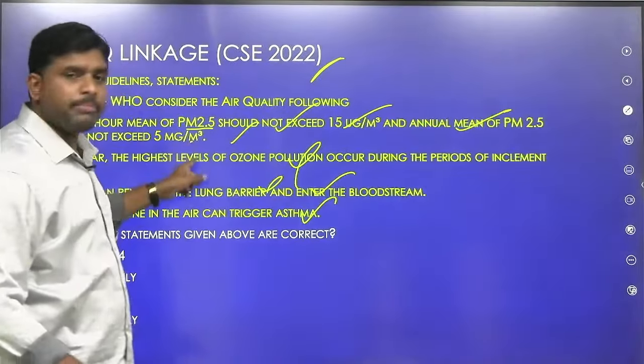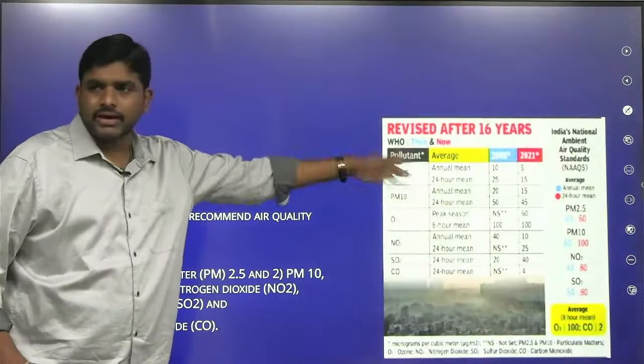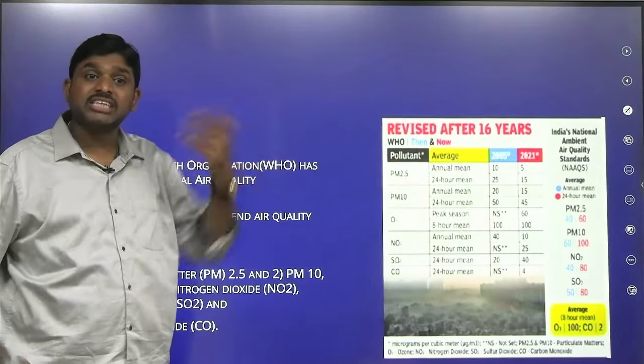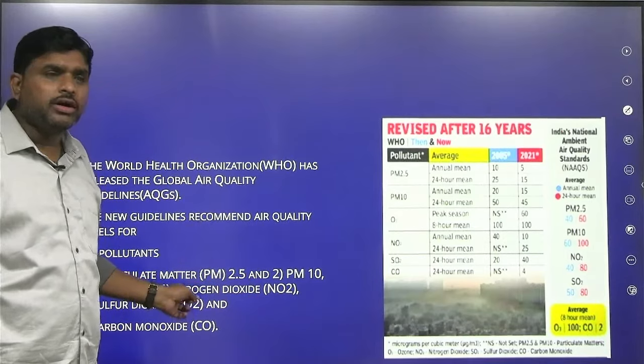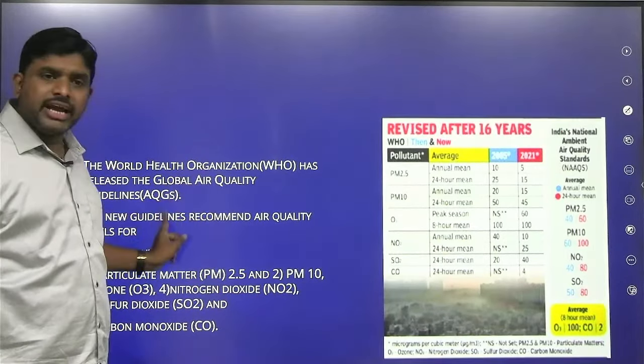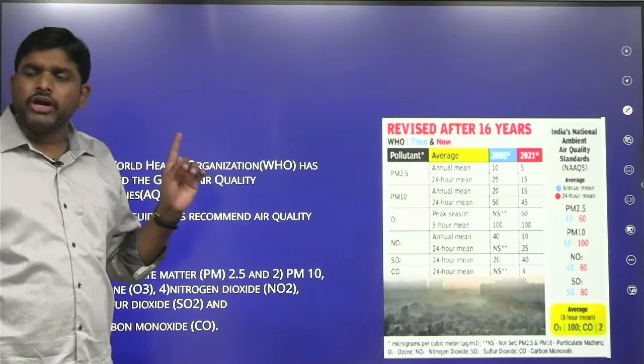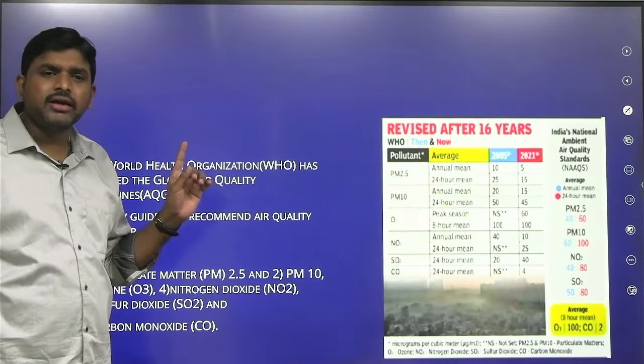This is about PYQ. This is the missed target. We are not bothered about it, because they asked earlier. But we can expect it in a statement. So, how many pollutants are there according to the World Air Quality Guidelines? 6 are there. According to NAAQS, how many are there? 12 are there.